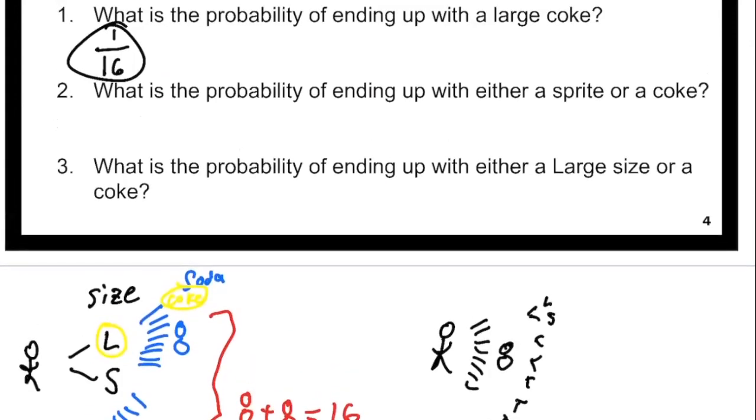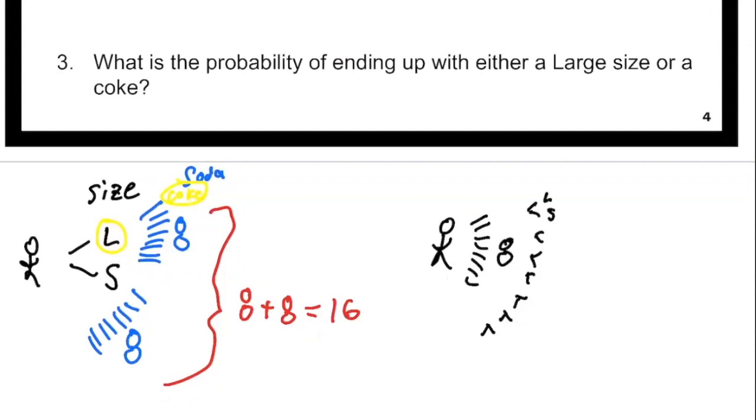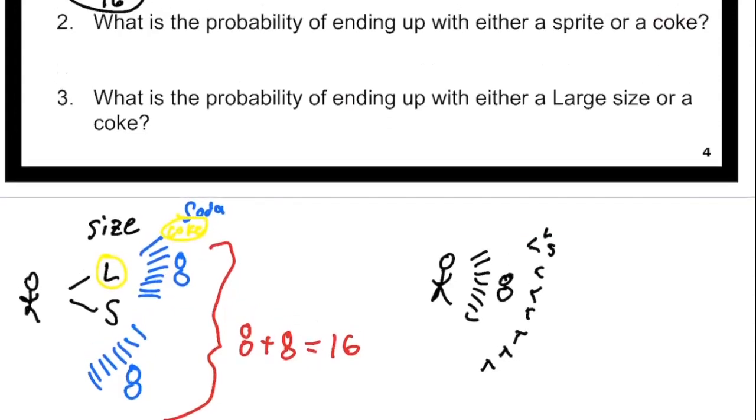Here we're looking at the probability of ending up with either a Sprite or a Coke. So what we can do is look at the soda options. Maybe the first option is Coke. The second option is Sprite. And notice it doesn't matter what size we choose because we're just looking at the different types of sodas. So here, Coke and Sprite are 2 outcomes in our event. The total number of outcomes over here is 8.